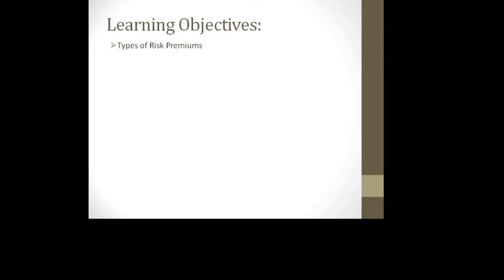First, learning objectives. First one is types of risk premiums. In our last lecture, we already covered the meaning of risk premiums. Now in this lecture, we are going to cover the various types of risk premiums. Next one is the risk management process. Here we are going to see the different steps that are involved in the risk management process, step by step. What should be the first step, second step, third, and like that.